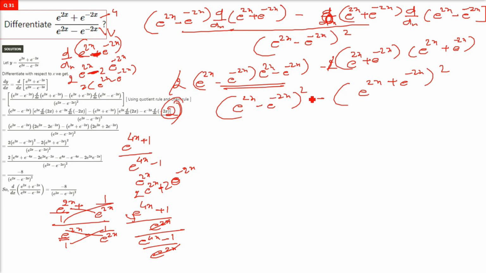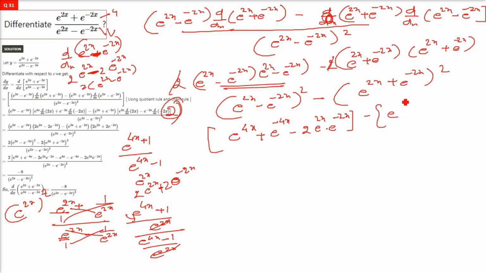A minus b whole square you can open, a plus b whole square you open, and you can cancel it out. Or otherwise, you have a squared minus b squared, so a plus b, a minus b you can do. That is, one time you can add, one time you can subtract. But I am opening just with a minus b whole square. So this is what I got: a square minus b square, a square plus b square minus 2ab.